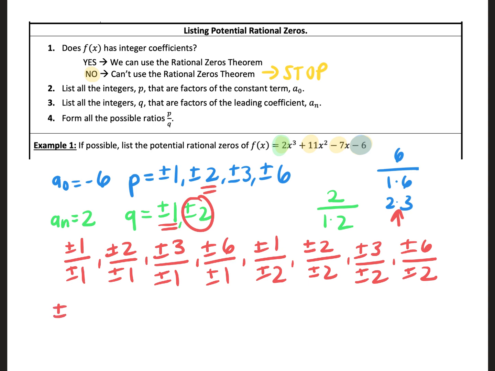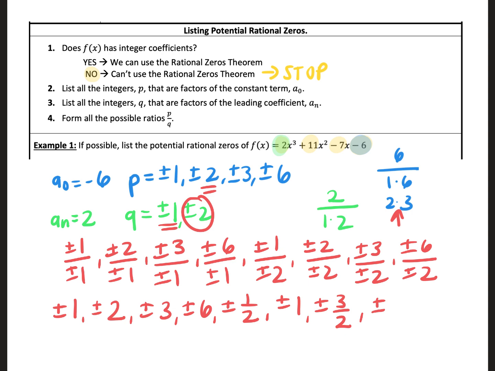So for my first one, we had 1 divided by 1, which is just 1. The second one, we're going to have plus or minus 2 divided by 1, which is 2. Then we have plus or minus 3 divided by 1, which is 3. Plus or minus 6 divided by 1, which is 6. Then we have plus or minus 1/2. Now I can't simplify that fraction any further, so I'm just going to leave it as that. Then we have plus or minus 2 divided by 2, which is 1. We have plus or minus 3 divided by 2, which again we'll leave. And then my last one, plus or minus 6 divided by 2, which gives me 3.